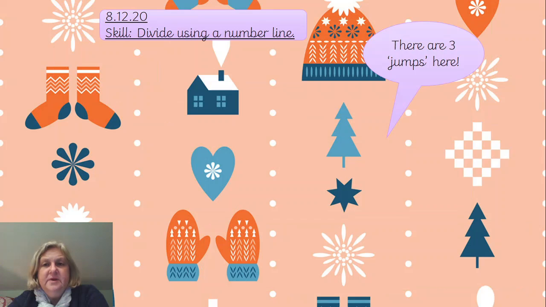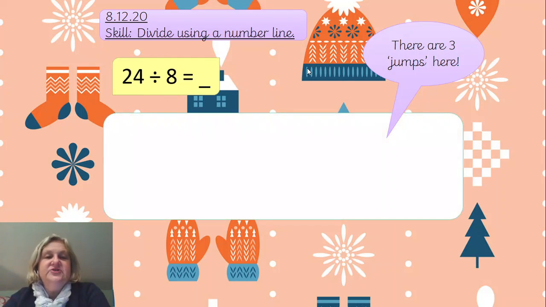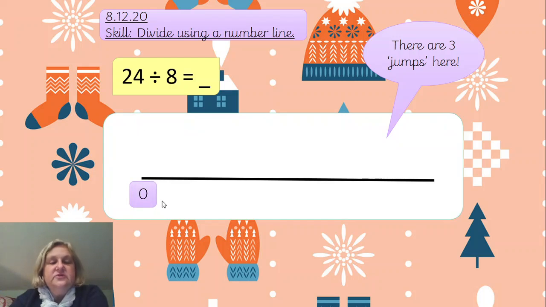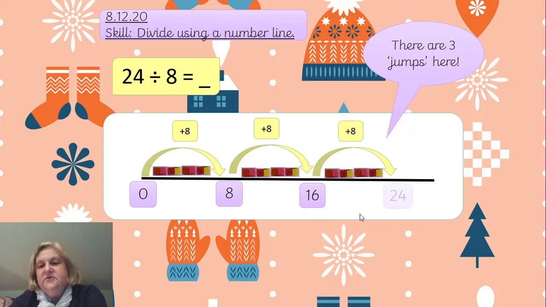Okay, there are 3 jumps here. We're not quite there yet. We've got 24 divided by 8. So let's do that number line. Going to start on 0, and this time we're counting up in 8, so there should be 8 blocks appear. 1, 2, 3, 4, 5, 6, 7, 8. Brilliant. One jump of adding 8. Next jump of 8 is 16. Next jump of 8 is 24. And then we've got the 3 jumps here. So our final answer is 3. 3 lots of 8 equals 24.